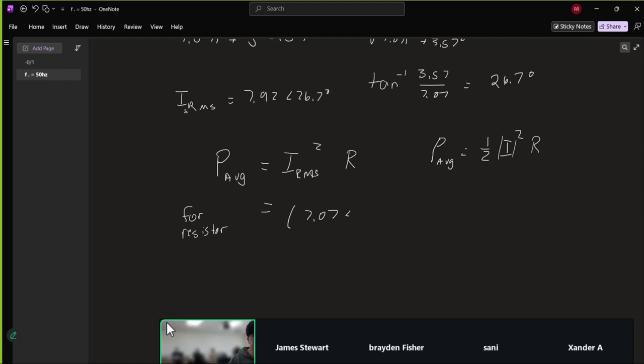Okay, so the magnitude is just 7.071 squared, because this is the magnitude here, times the resistance, which was 10. Yes, and that's about 500 watts.